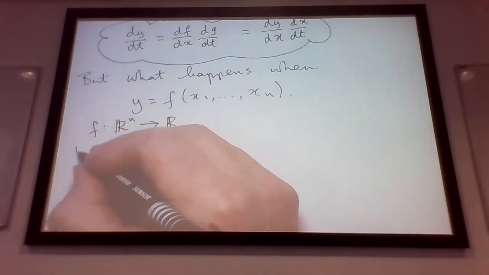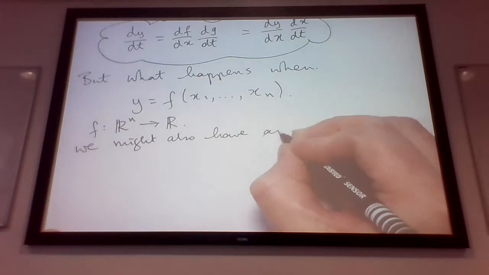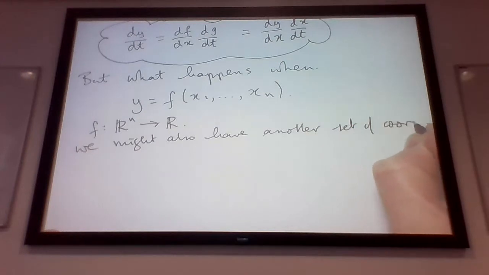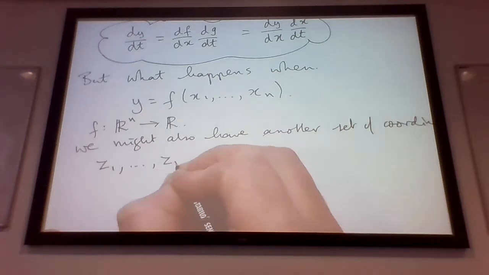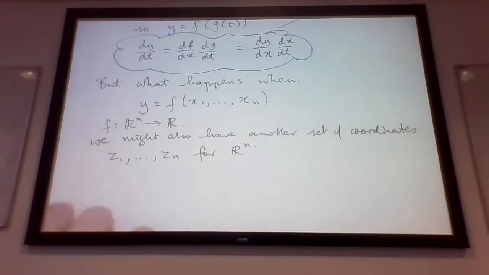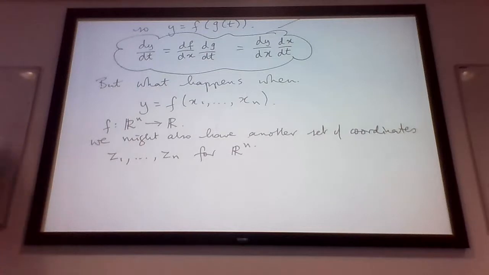But we might also have another basis or another set of coordinates z1 up to zn for Rn. Now we'll see some concrete examples of different coordinate systems for different spaces soon, but just to speak abstractly, suppose we've got some system of coordinates x1 to xn for the n-dimensional space. But we may also have another competing set of coordinates or another alternative set of coordinates.